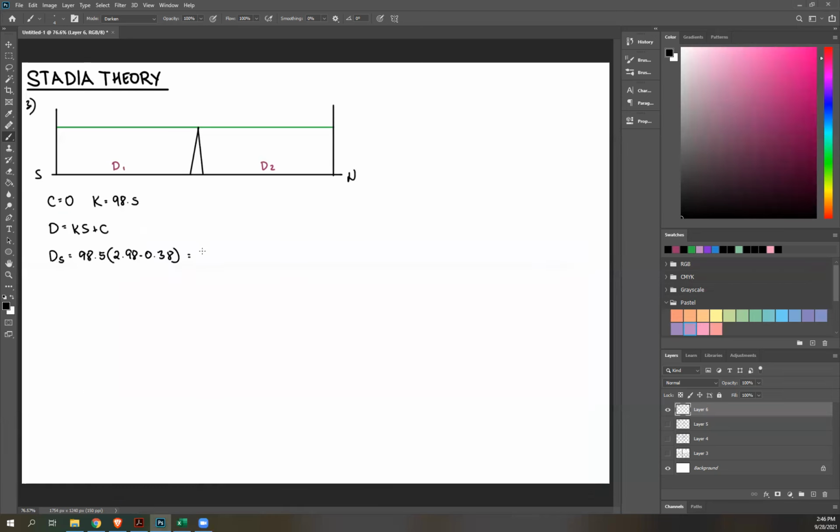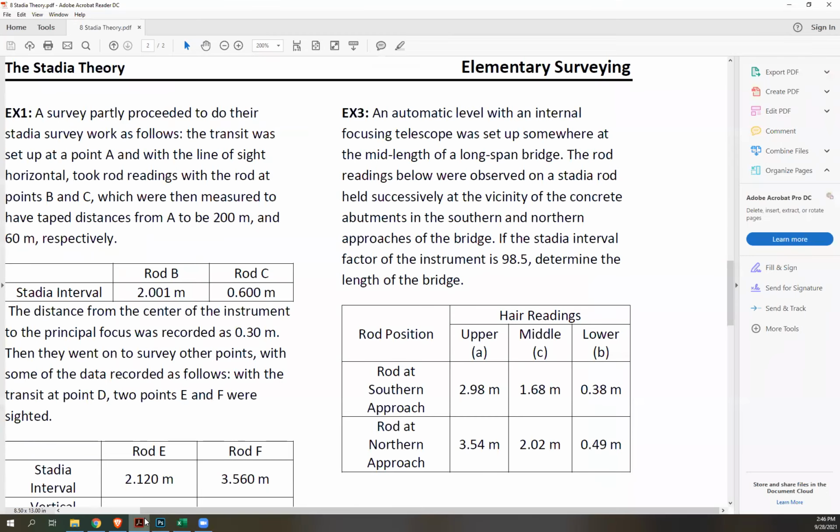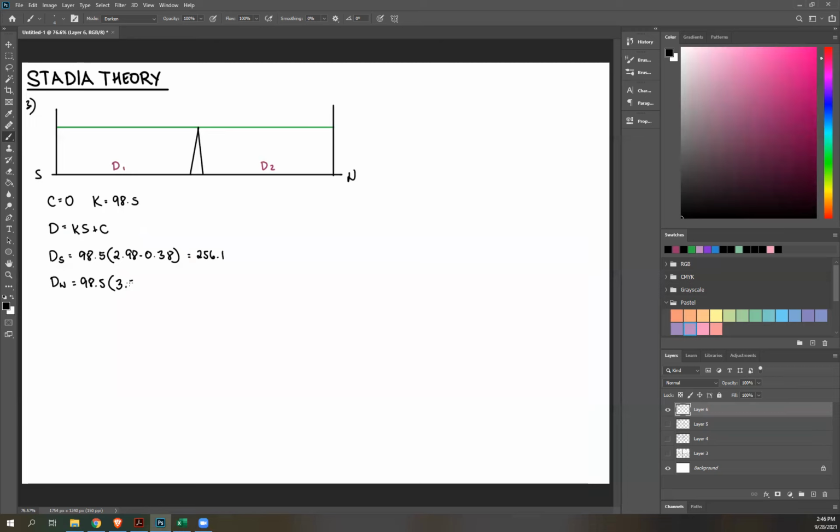Okay, 256.1. Okay, and then do the same thing for DN on the north side. So this is still 98.5. But now the Stadia reading is 3.54 minus 0.49. Okay, please compute. What's the answer?